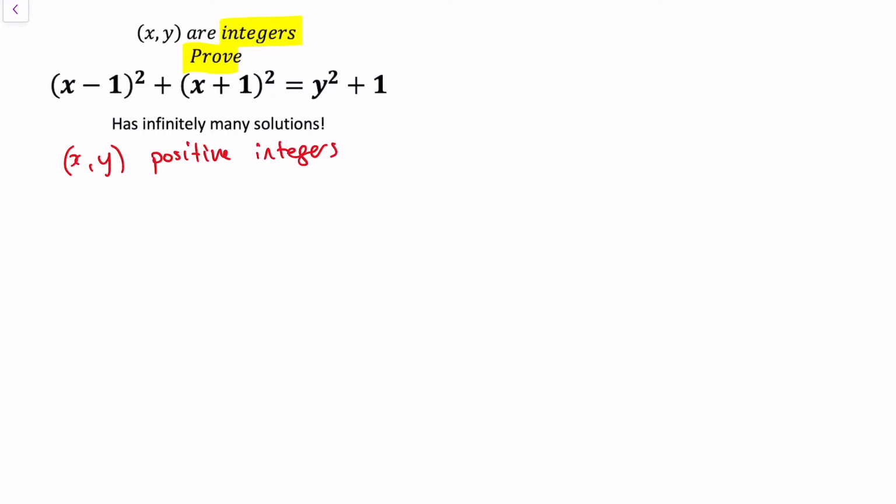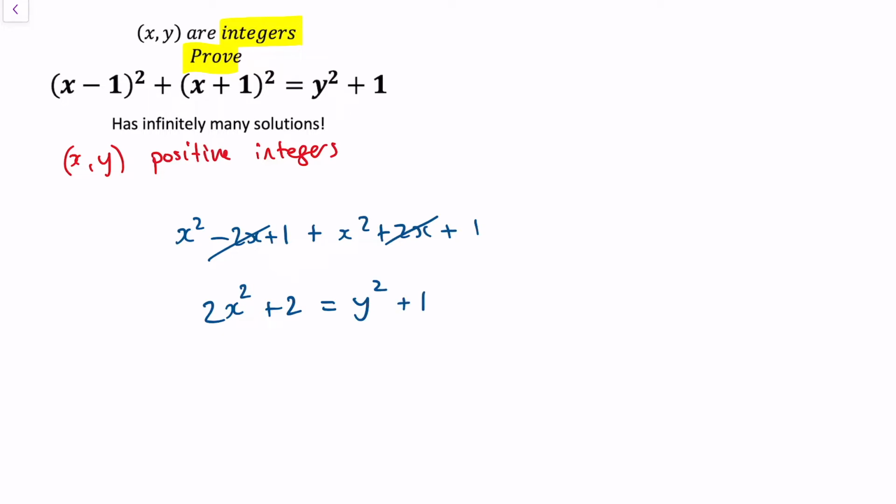Well, this is a proof question, which means there are many different methods or approaches to prove this equality. One way to do that is, if we expand the left-hand side, we'll see that we have x squared minus 2x plus 1 plus x squared plus 2x plus 1. So the 2x terms will go. In other words, we'll have 2x squared plus 2 is equal to y squared plus 1, right? We could use some clever substitution that will show that indeed this equation will have infinitely many solutions.